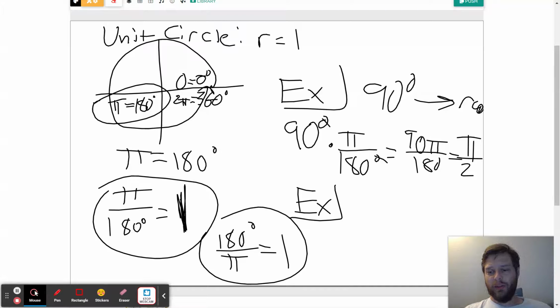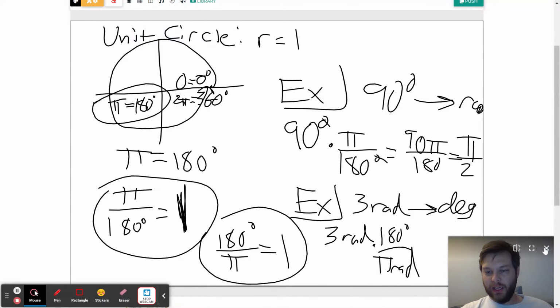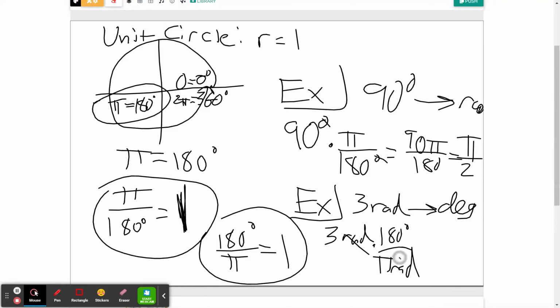Let's say that I want to convert, a random number, 3 radians, into degrees. I will take my 3 radians, and I will multiply that by 180 degrees over pi radians. It's really optional to write out the word RAD, but just to make it clear what's going on, I'm canceling out those radians. 3 times 180 would be 540. So 540 divided by pi degrees, whatever number that comes out to be. If you want to use a calculator to get a decimal, you are allowed to.